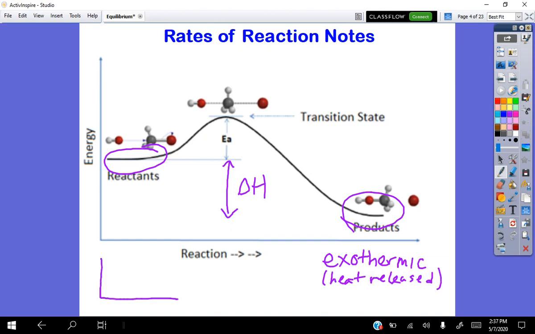If we look at a different graph where products are higher than reactants, here are your products and your reactants, then the amount of energy, delta H, is absorbed by the reactants to form products, and that energy difference tells us this is endothermic, meaning heat is absorbed.